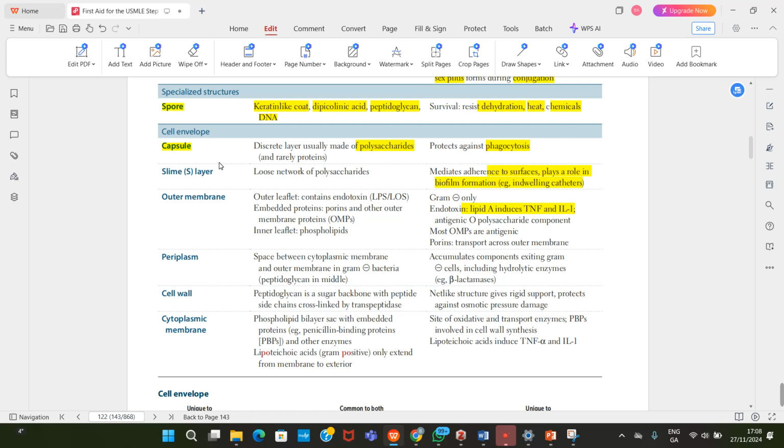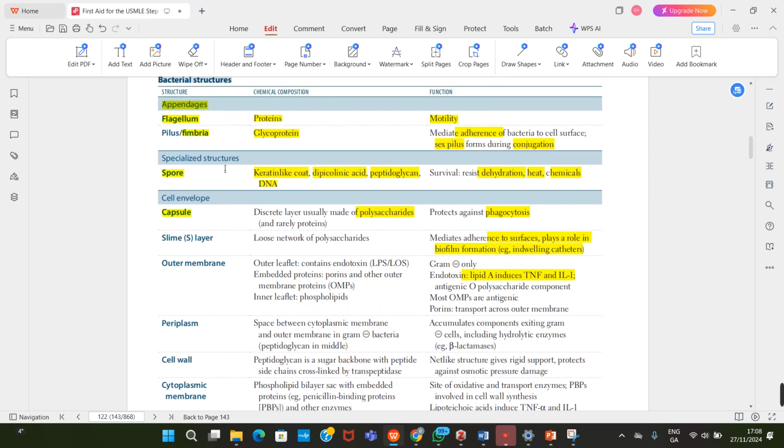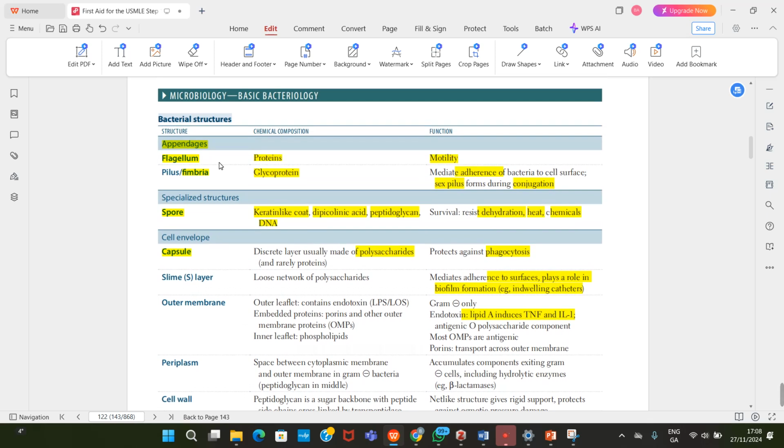I can assure you. The first thing to hold on to with respect to the capsule is that most of them are made up of polysaccharide. It is rarely derived from proteins. Most of the time, it is polysaccharide. So this is not the flagellum, this is not the fimbriae, this is not the pilus that's made up of protein, but the capsule is polysaccharide. That's why you see them mentioning polysaccharide capsule covering. So the capsule is derived from polysaccharide and it protects against phagocytosis.